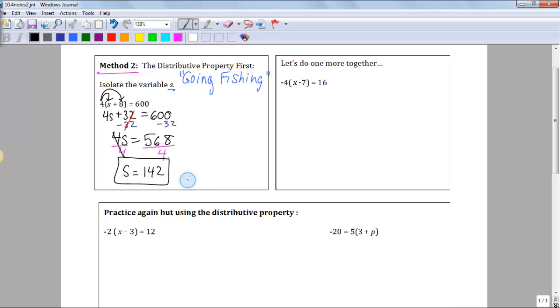Okay, let's try another one. Same thing, I'm going to do the distributive method. I'm going to go fishing, cast my fishing line into the ocean.